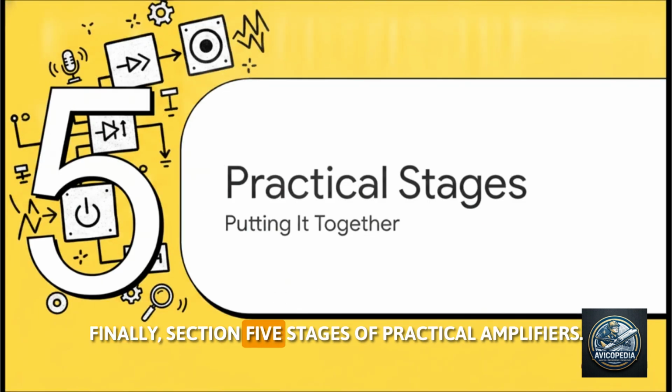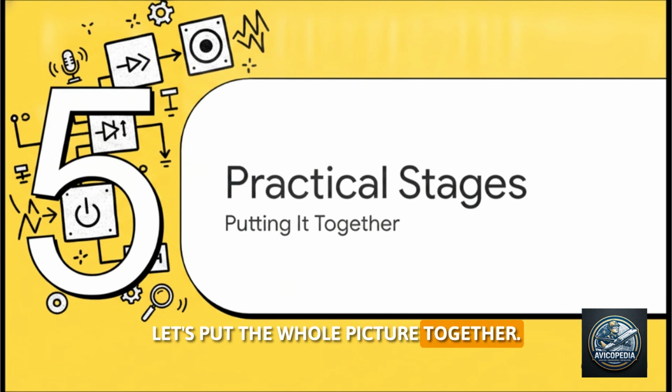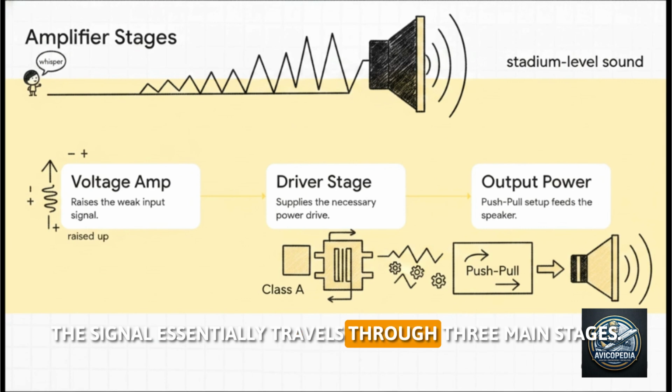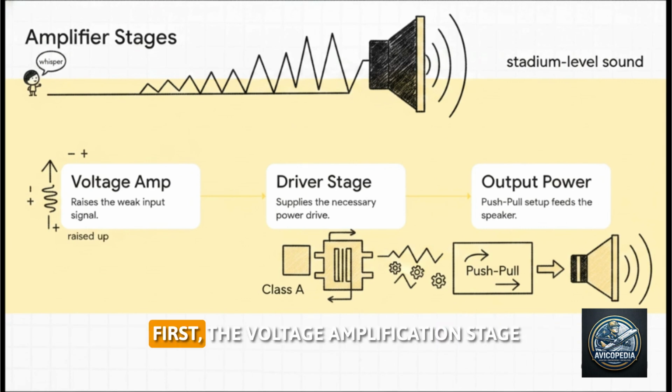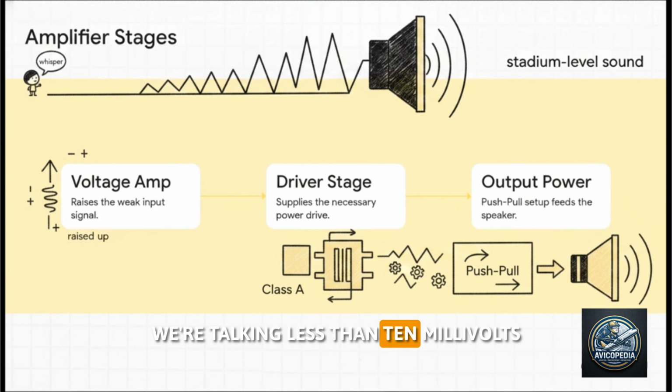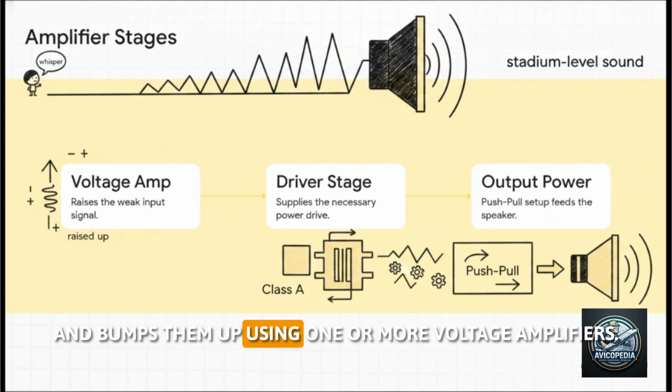Finally, Section 5, Stages of Practical Amplifiers. Let's put the whole picture together. To get from that tiny whisper all the way to stadium-level sound, the signal essentially travels through three main stages. First, the voltage amplification stage takes those incredibly low voltage signals, we're talking less than 10 millivolts, and bumps them up using one or more voltage amplifiers.